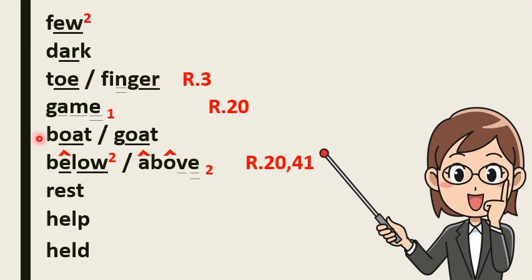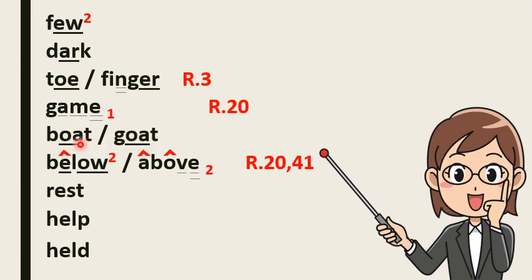All right, now we have game. Here, this is silent final E, job number 1. Let the vowel say its name. Game. The vowel A is becoming long and it's saying its name. And job number 1 is let the vowel say its name, like I mentioned. This will be rule 20. And rule 20 says whenever you have silent final E with any of the 5 jobs. So whenever you see silent final E with job 1, 2, 3, or 4, or even 5, it's going to be rule 20.